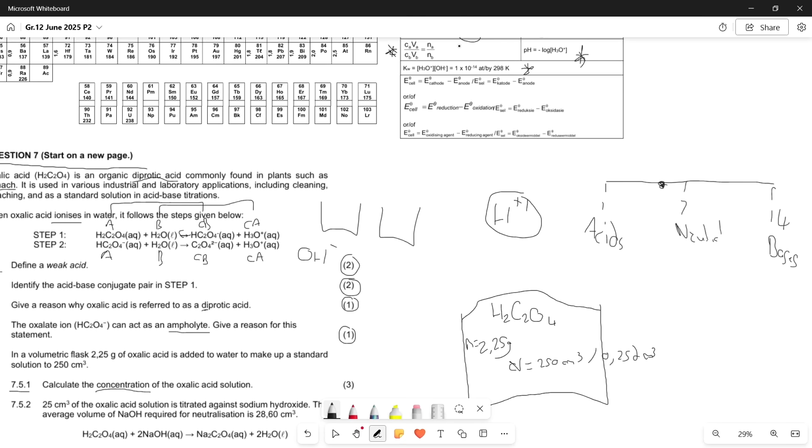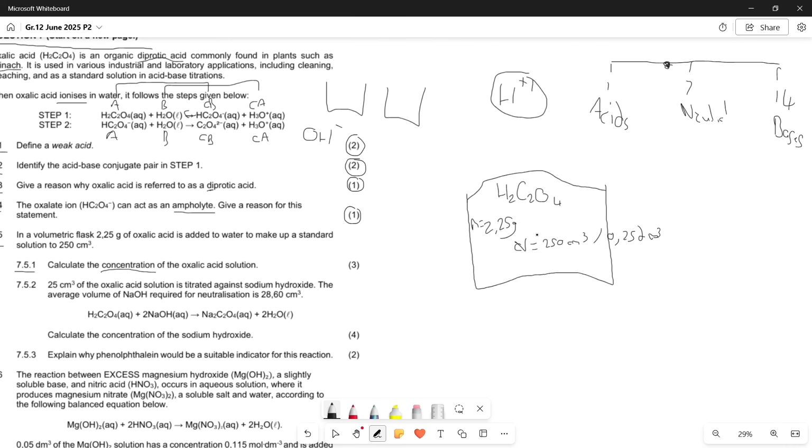and then we can go ahead and calculate the concentration. So this is just an isolation. We haven't mixed any acids and bases yet. We've just mixed the acid with the water to then make a standard solution. So that means we can go ahead and write C equals m over capital M times V. We want the concentration, which means we have the mass 2.25 over there.